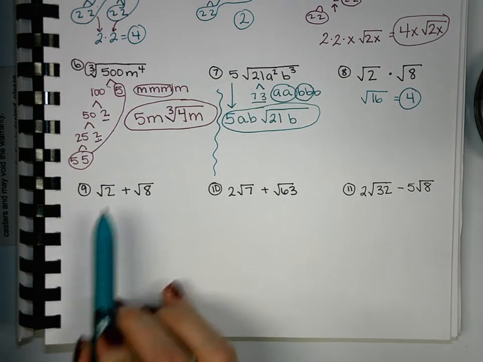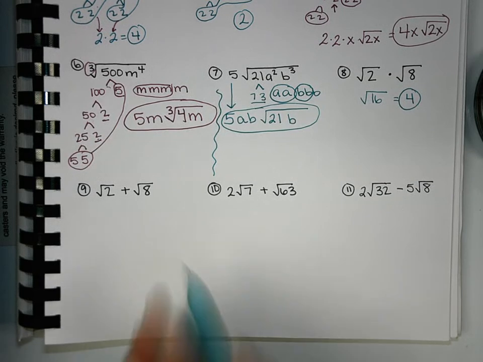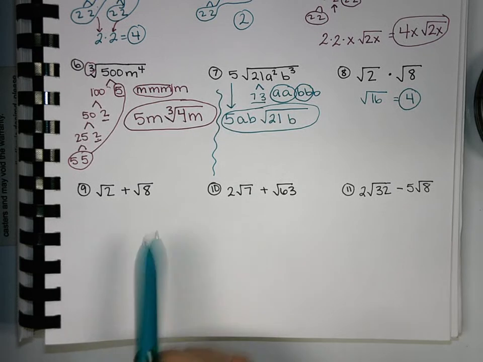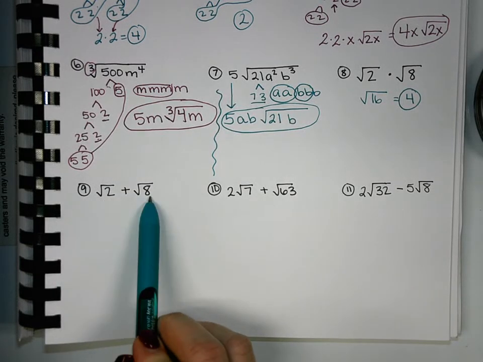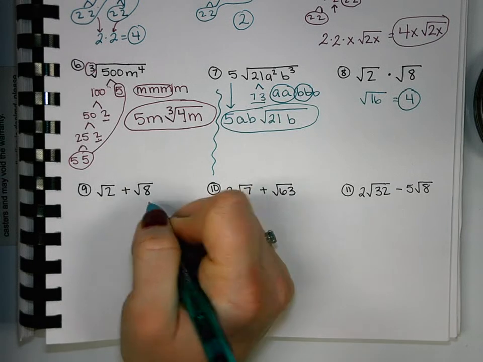How do we add square roots? You can only add them if the square root is the same, because it's like variables. Can you add x plus y? No, they're different, so we can't add them. But what we want to do first is simplify both square roots to see if they really are the same, they're just not simplified yet. So can we simplify the square root of 8?